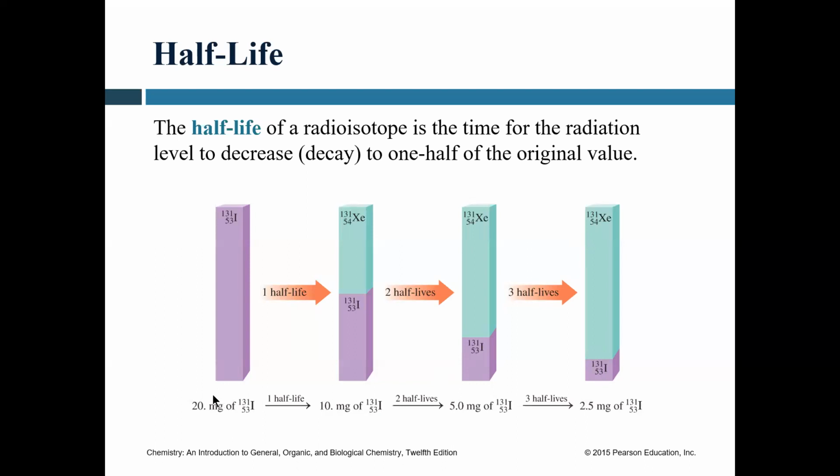So let's say we started with 20 milligrams. This is a 20 milligram bar. After 1 half-life, it's turned into 10 milligrams of the parent and 10 milligrams of the daughter. After 2 half-lives, that 10 gets cut in half again, so we have 5 milligrams of the parent, and the remaining 15 are daughter. And after another half-life, the 5 gets cut in half. We get 2.5 milligrams, and the remaining is the xenon.